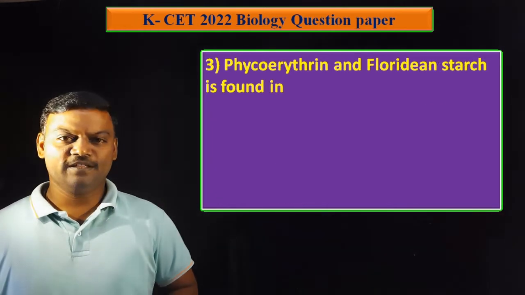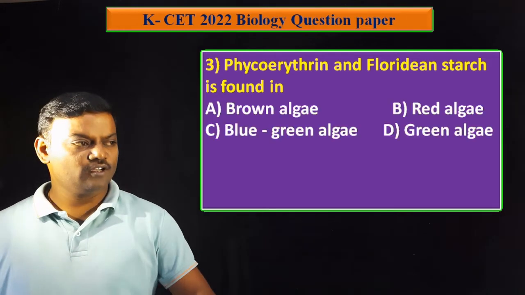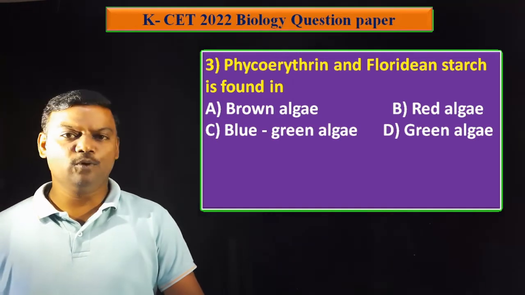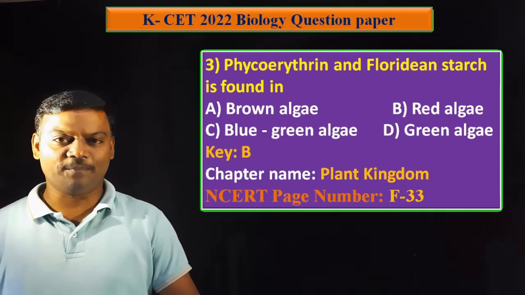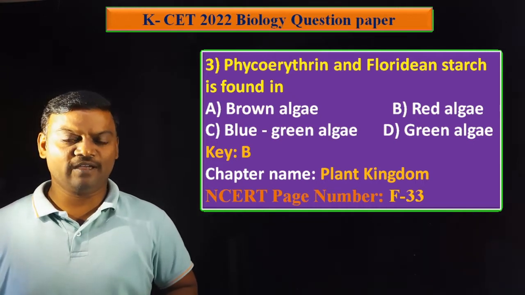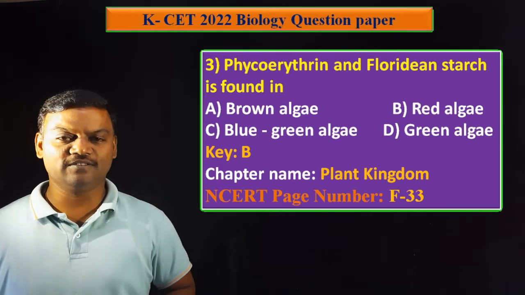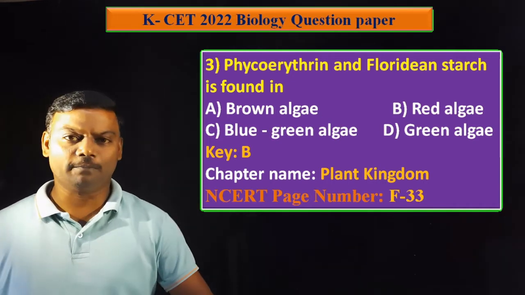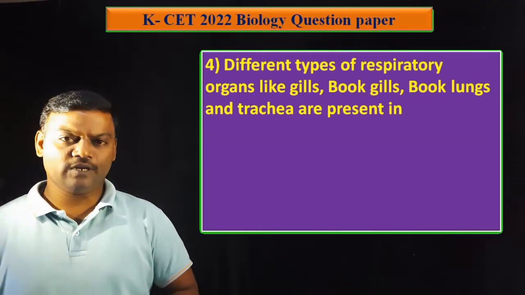Question number 3. Phycoerythrin and Floridean starch are found in option A, brown algae; option B, red algae; option C, blue-green algae; option D, green algae. The correct answer is option B. Red algae, or Rhodophyceae, members have a pigment called phycoerythrin, and Floridean starch is the reserve food material in red algae. It is a question from plant kingdom, NCERT page number 33.